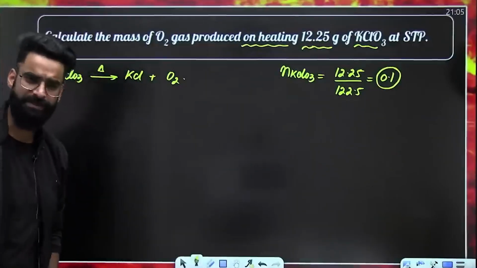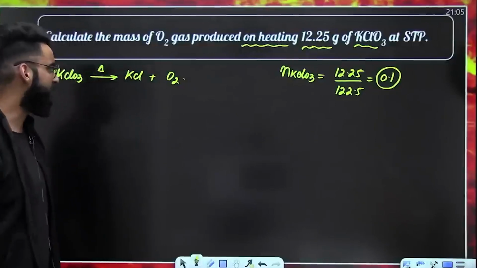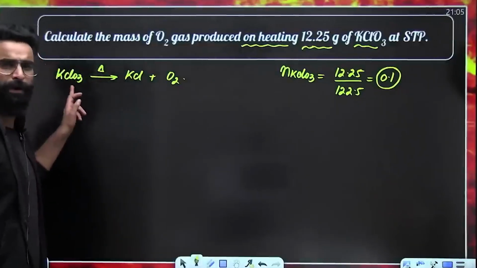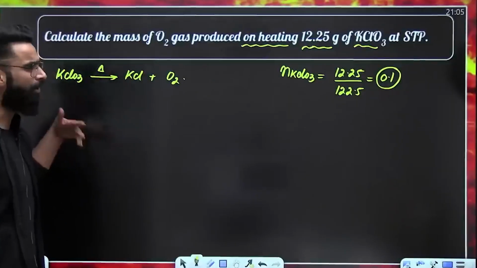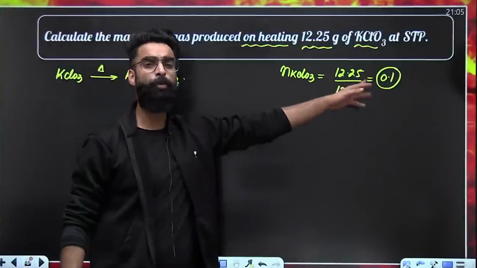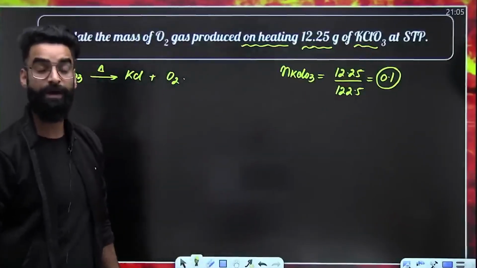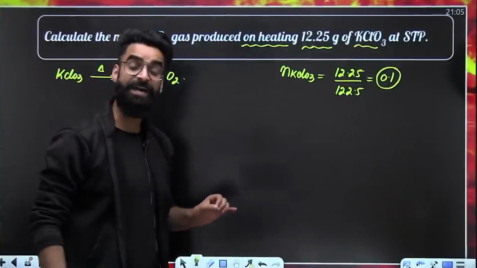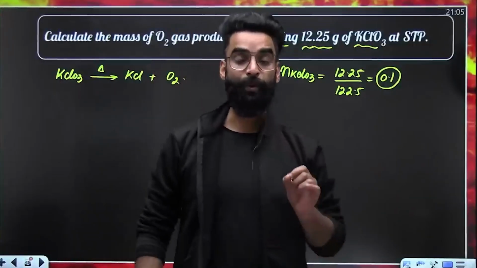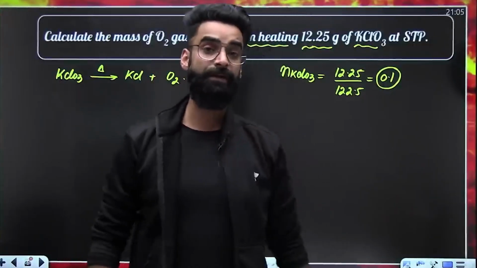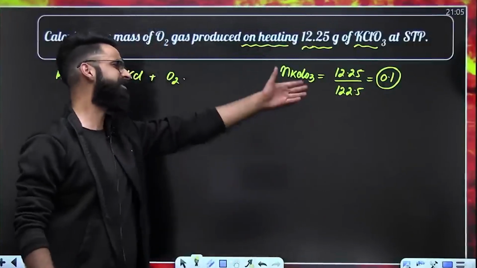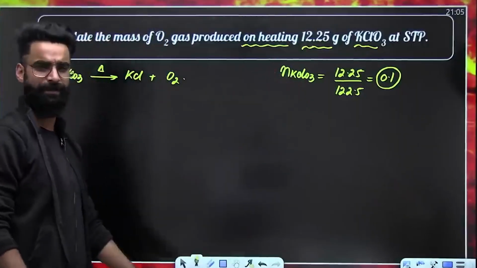The value comes out to be 0.1. Now, it's completely yours. You can say that we are going to heat up 12.25 grams of KClO3, or you can say we are going to heat up 0.1 moles of KClO3. The choice is all yours. Whether you want to say that we are going to heat up 12.25 grams of KClO3, or 0.1 moles of KClO3.